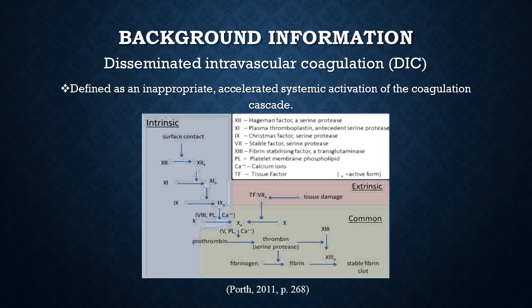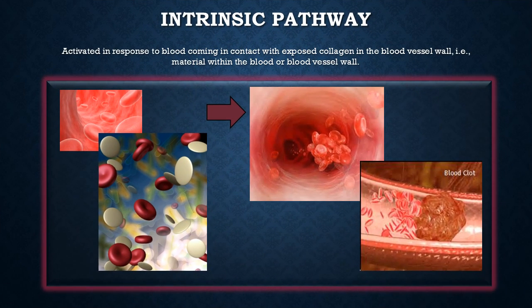We would like to start off by discussing the intrinsic pathway. The intrinsic pathway is activated in response to blood coming in contact with exposed collagen within the blood vessel itself. Using the pictures as a diagram, the picture on the far left shows red blood cells flowing through normal vasculature without any difficulty. In the second picture, we see that the blood vessel is then exposed to collagen and fibers that are within the blood vessel that cause a response for the blood to start clotting.